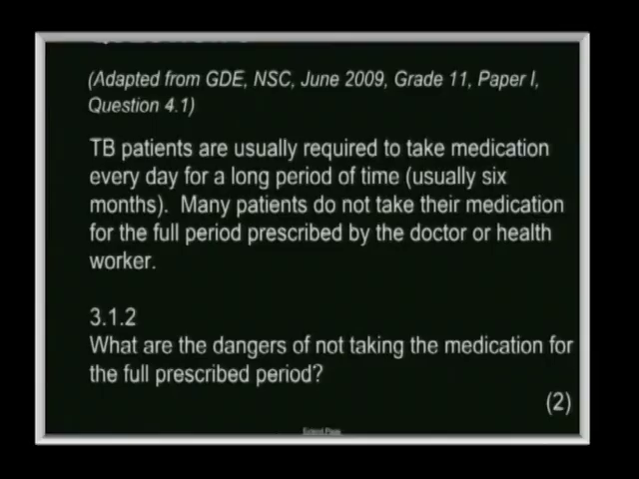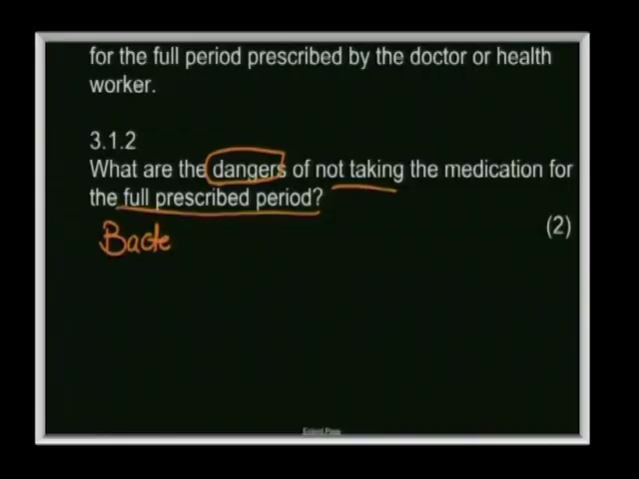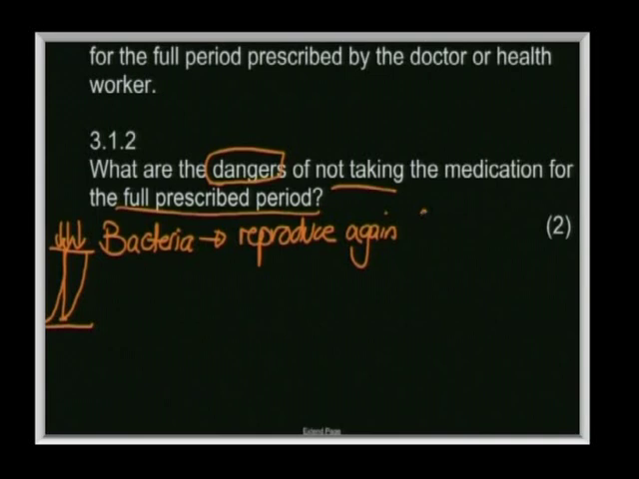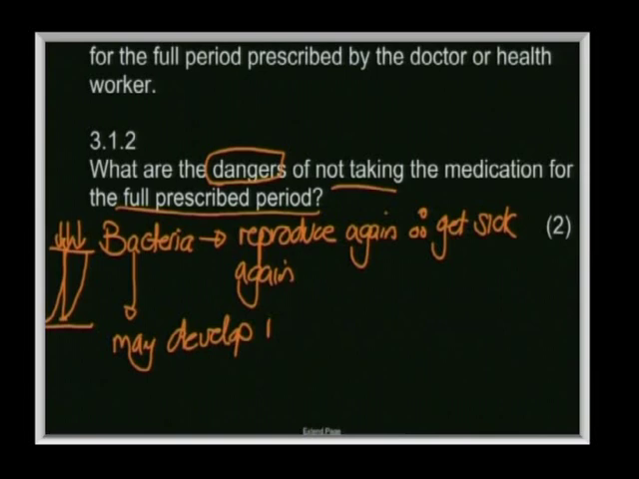The next question on this little reading introduction, what are the dangers of not taking the medication for the full prescribed period? Now, what is going to happen to these bacteria if you don't kill them all out? And remember, we did that funny little graph, and there's the line at the top, which is where you will start taking your medicine. When you start taking your medicine, the numbers drop, but there you've stopped. What is going to happen? Numbers are going to increase all over again. So, what is going to happen? They're going to start to reproduce again. What is going to happen to you, the person? The person is going to get sick again. The bacteria may develop resistance.